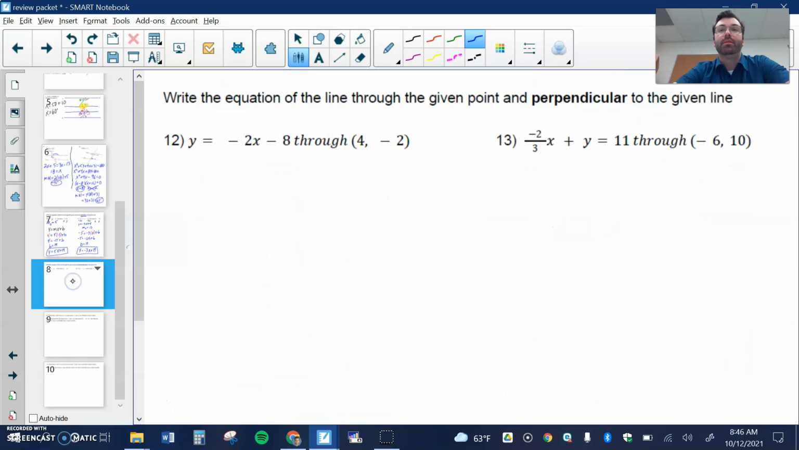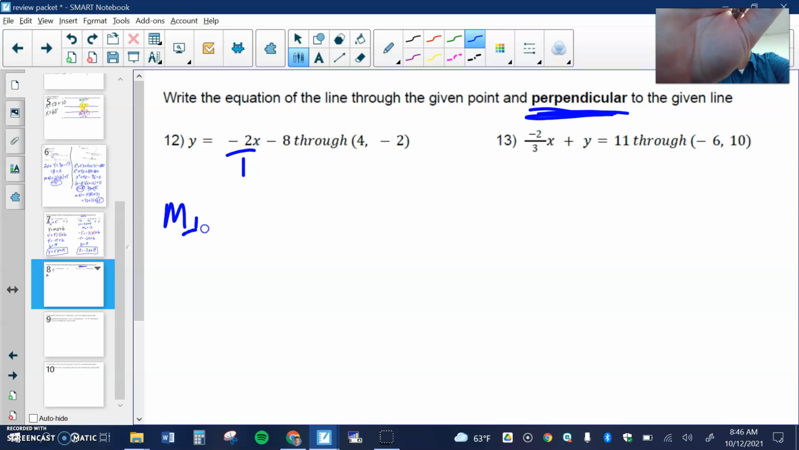Alright, let's keep going. Perpendicular. Perpendicular might be a little bit tougher for us. Remember, that's opposite reciprocal, meaning we flip the fraction and change the sign. So remember, this is negative 2, which I can think about as being negative 2 over 1. So my perpendicular slope would just be positive 1/2.